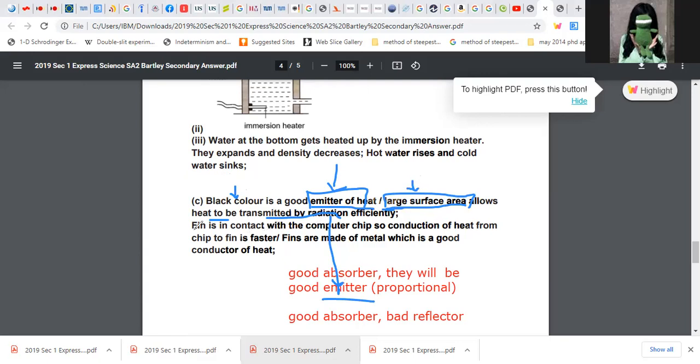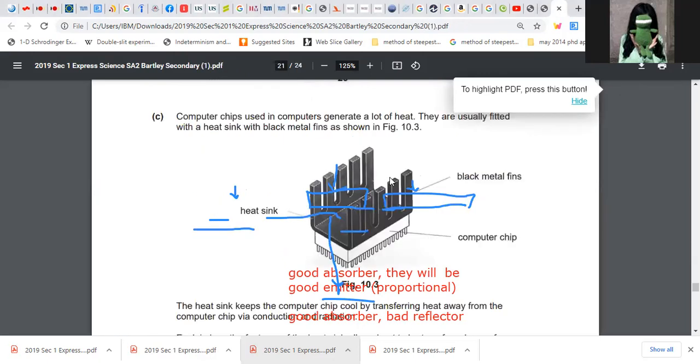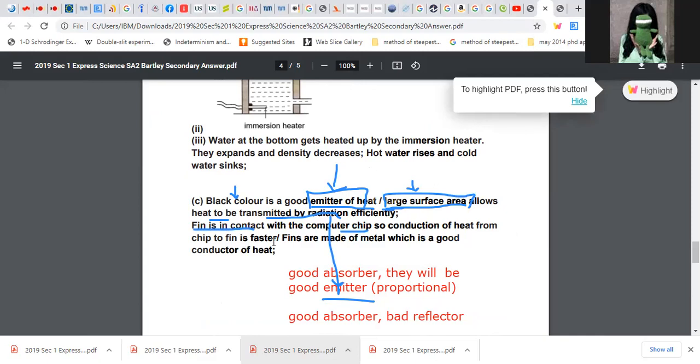So the fin is in contact with the computer chip. This one you said, right? I didn't say that part. Fin and sink, what's the difference? Sink is the bottom part. Oh, really? The fin is in contact.